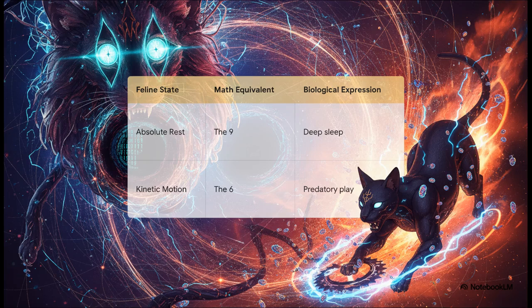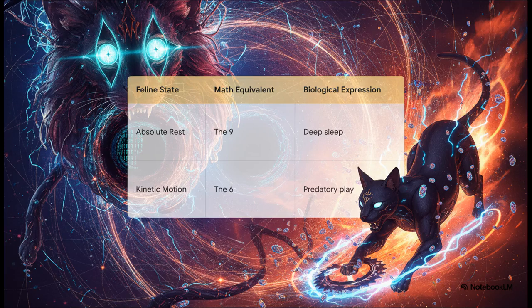Cats sleep, on average, about 16 hours a day. Through this superpower of feline meditation, they are mathematically anchoring the 9. They enter this state of absolute deep stillness to perform a phase alignment audit. They literally have to stay plugged into the source to build up their biological battery.